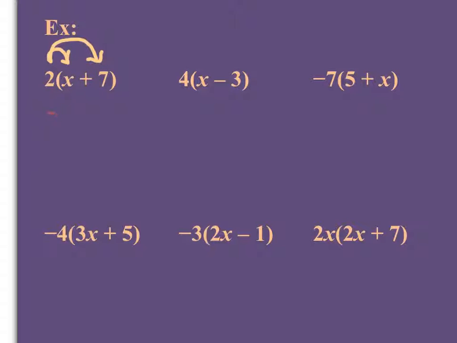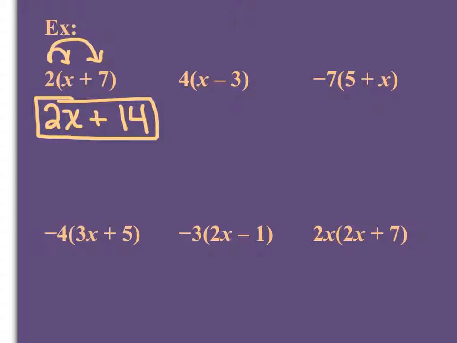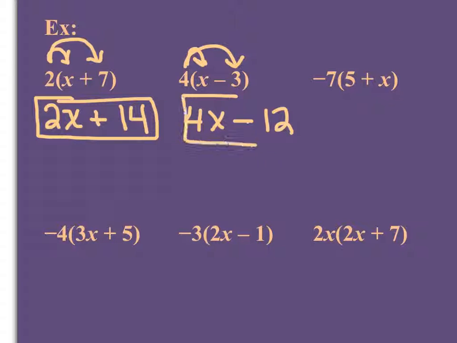So we have 2 times x. I bring down a plus sign because the problem has a plus sign in it, and then 2 times 7, which is 14. Since the first term has an x and the second term doesn't, I cannot combine them. I'm done. On this example, I'm distributing a 4. So 4 times x, which is 4x. I bring down a minus because it's a minus. 4 times 3, which is 12.